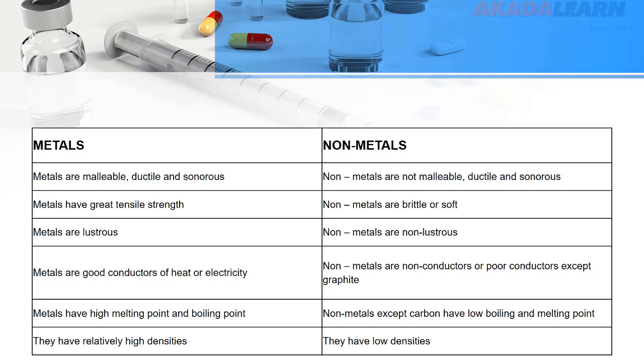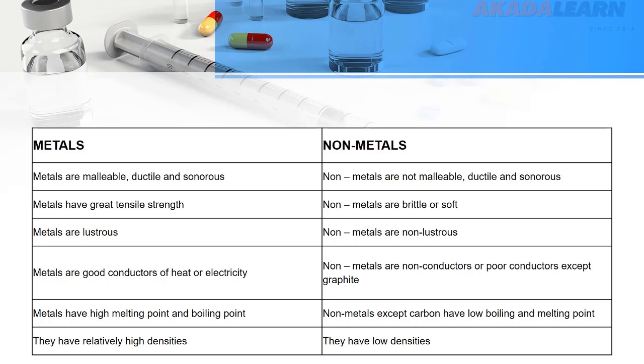Now I'll quickly explain here that malleability simply means that the metal can be beaten into sheets, while ductility, the ability of being ductile, means the metals can be drawn into wires. Sonorous means they give out a musical note, they give out a musical sound when hit. But on the side of the non-metals, you can see that they are not malleable, they are not ductile, they are not sonorous. Let's go on to the second point.